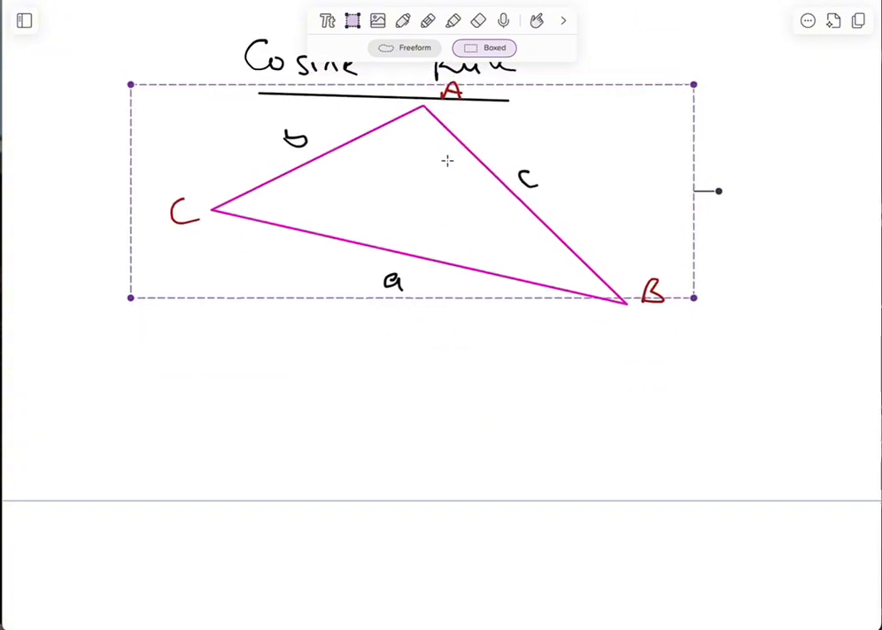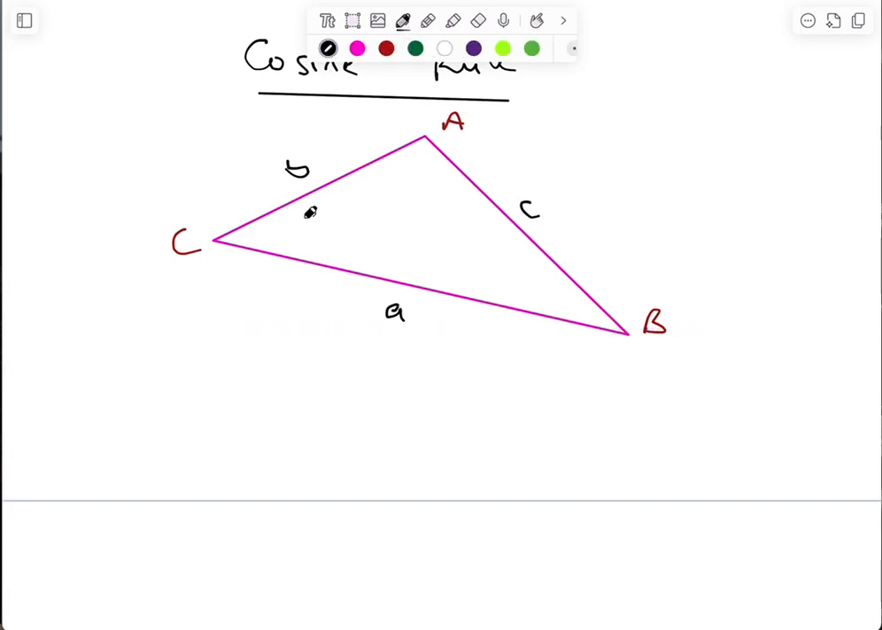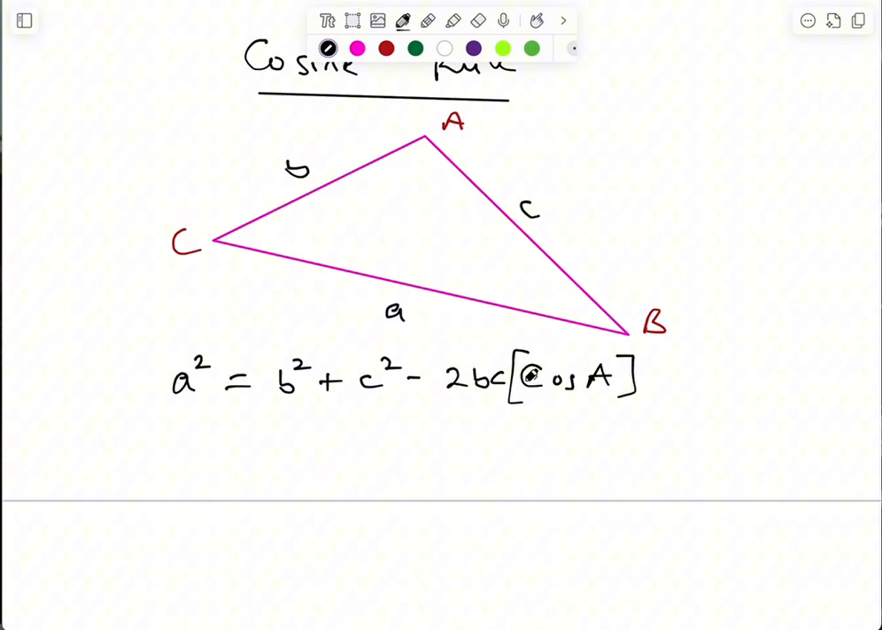So to use the cosine rule, I'm going to just state it out for you. This says that a squared equals b squared plus c squared minus 2bc multiplied by the cosine of A. So this is a pattern. You can actually use it to solve for b or to solve for c.